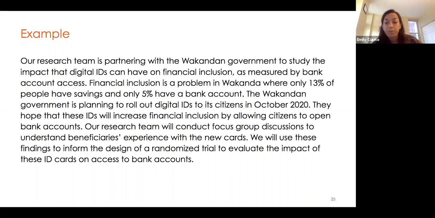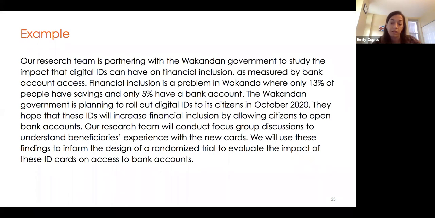So here's an example from our side of a paragraph which better has identified the research plan and the implementation. In this paragraph, it starts with a topic sentence that says what the research team is planning to do, and who the partner is, and what the government is planning to do, including saying how you're going to measure an outcome, all within that first topic sentence.